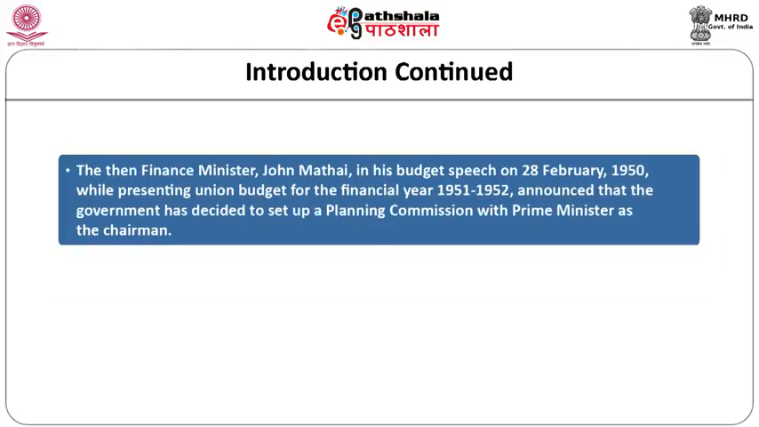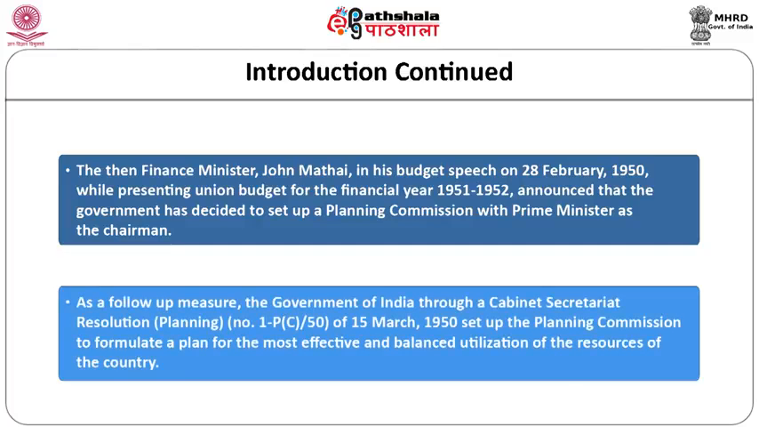Then Finance Minister John Mathai, in his budget speech on 28 February 1950, while presenting the Union Budget for the financial year 1951-52, announced that the government had decided to set up a planning commission with the Prime Minister as its chairman. As a follow-up measure, the Government of India, through the Cabinet Resolution of 15 March 1950, set up a planning commission to formulate a plan for the most effective and balanced utilization of the resources of the country.